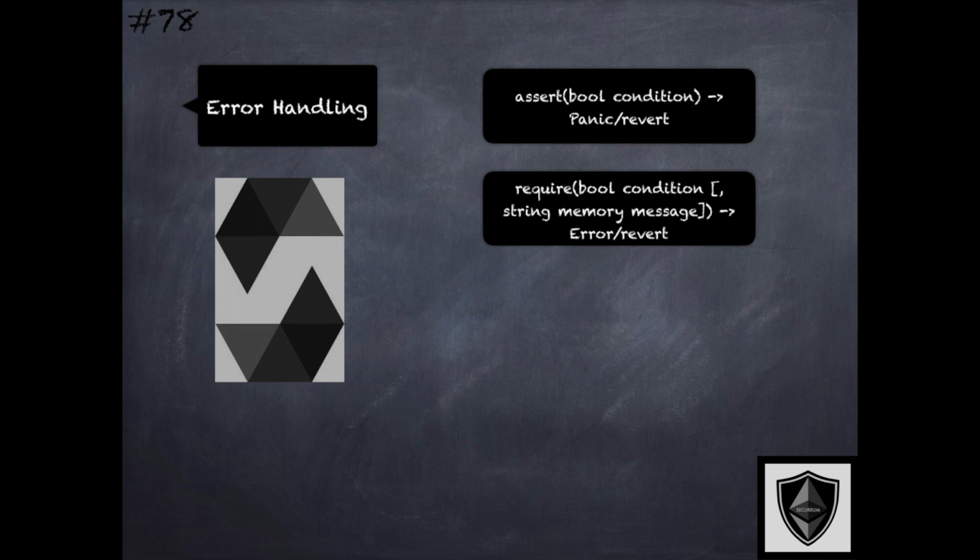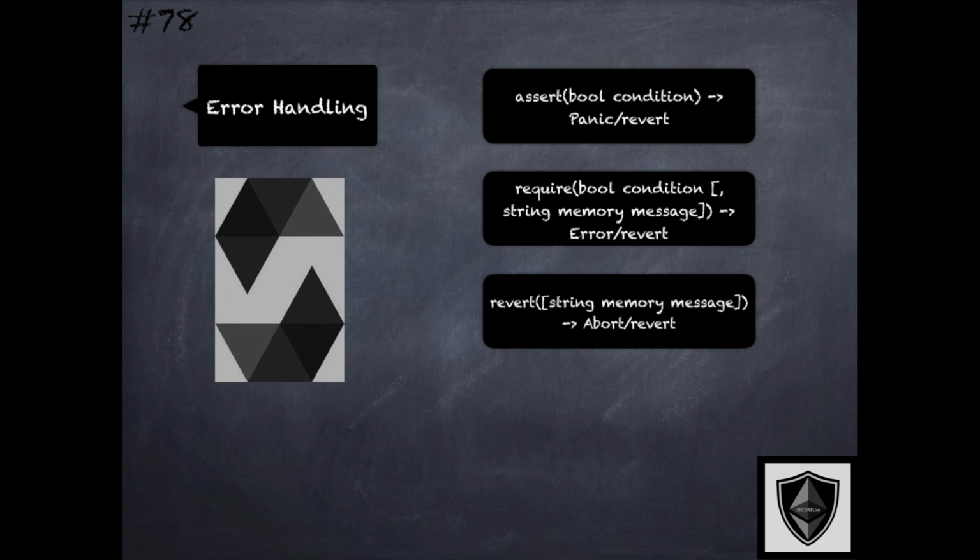The require primitive takes an optional string as an argument. This is a message that gets printed if the require condition is not met. And finally, there is a revert primitive that unconditionally aborts execution when triggered, and it reverts all the state changes, similar to when the conditions are not met for assert and require primitives. This again takes an optional string that gets printed when that happens.